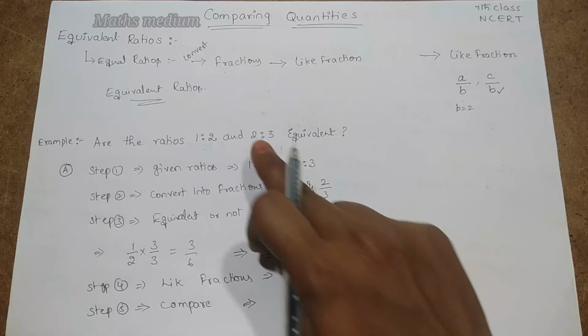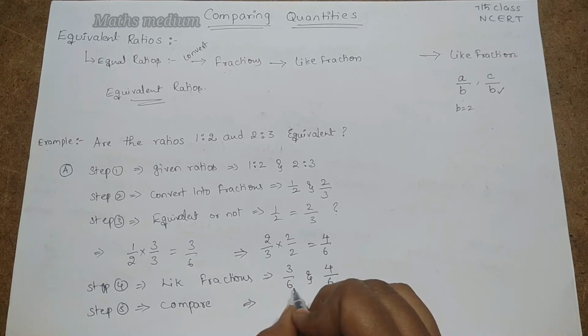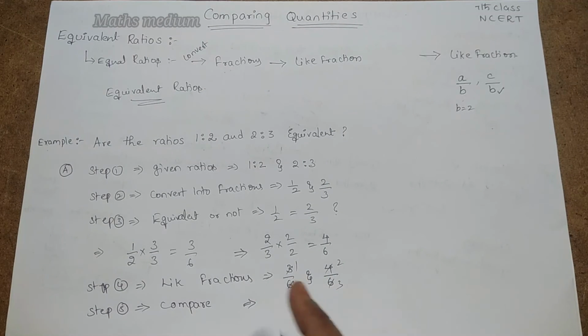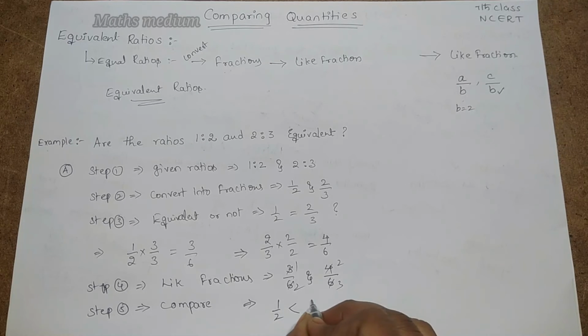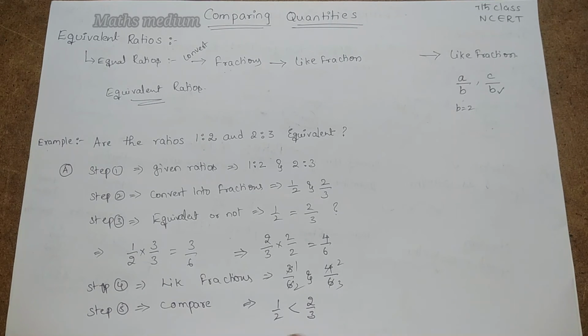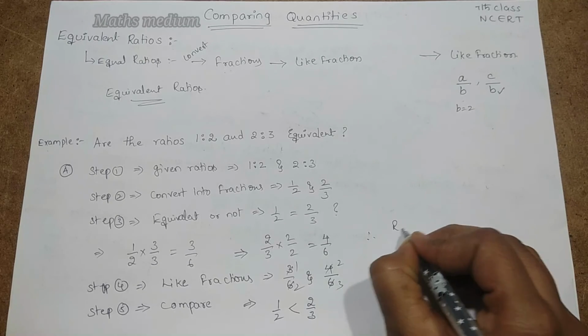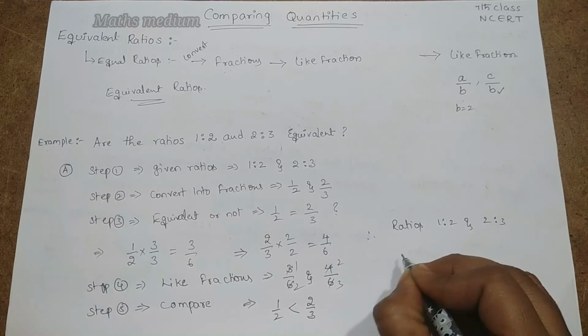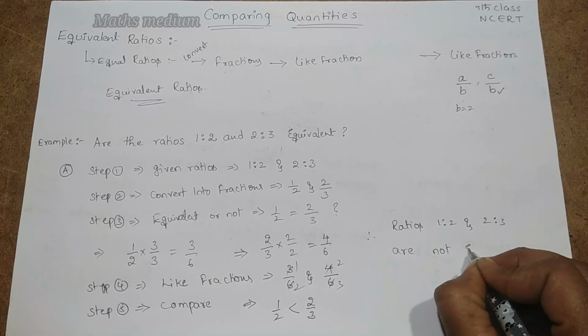So the original ratio is 2:3. Of course, 3 ones are 3, 3 twos are 6, and 2 twos are 4, 2 threes are 6, right? So here 1/2 is smaller than 2/3. These two are not equivalent because the numerators are different values but the denominators are equal. If there were 4/6 and 4/6, these two given ratios would be equivalent, but in this case these two are not equivalent. Therefore ratios 1:2 and 2:3 are not equivalent.